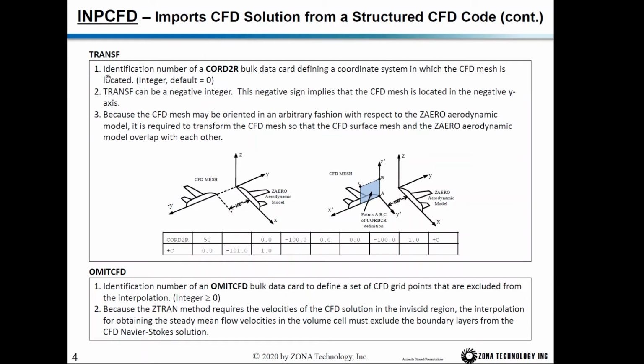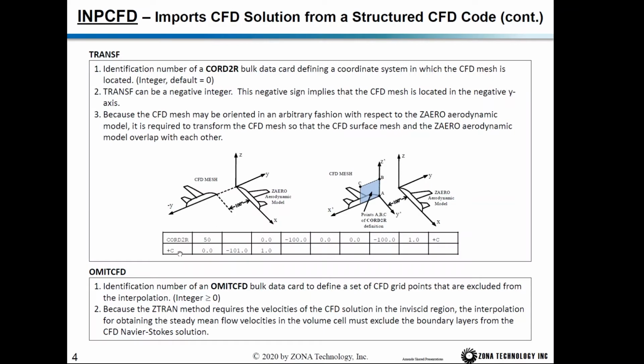And the trans F, because sometimes if the CFD mesh and the ZAERO aerodynamic model are located in different coordinate systems, you can use this car to transform the CFD mesh into the ZAERO aerodynamic coordinate. And also the trans F can be a negative integer. This negative sign implies that the CFD is located on the pilot's left-hand side. Okay, so the Z-Tran method can flip the left-hand side CFD mesh to the right-hand side.